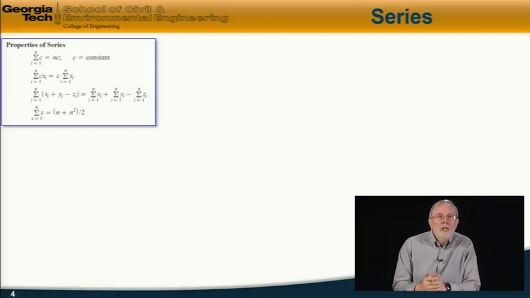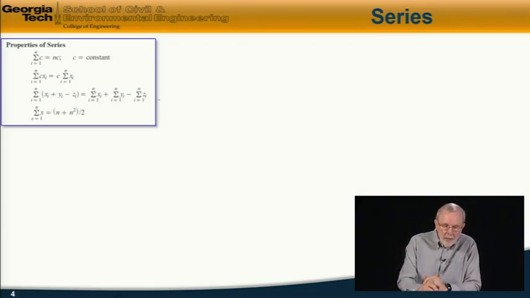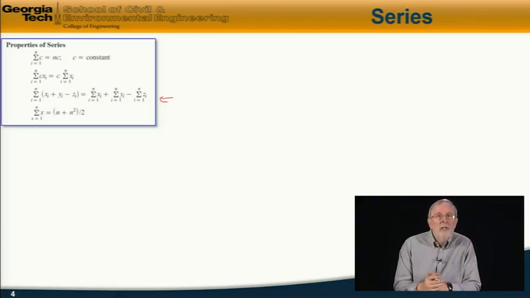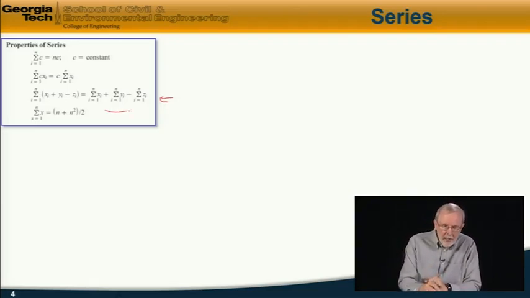Some properties of series are given. For this example, the summation of a series in which each number is a constant equal to c is just equal to the number of terms multiplied by the constant, and the summation of a series which is all multiplied by a constant value c is equal to c multiplied by the summation of that series. The summation of individual series, summation of xi plus yi minus, for example, zi, you just add or subtract the summations of the individual series, etc.